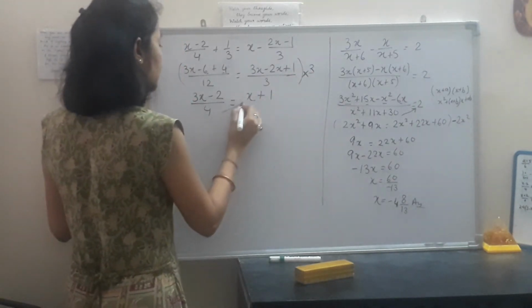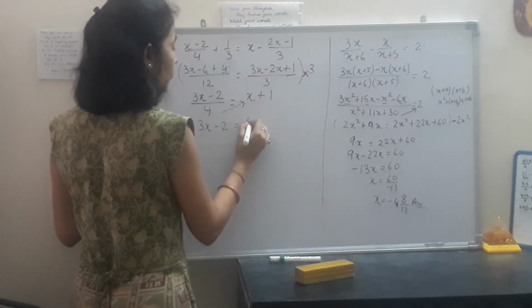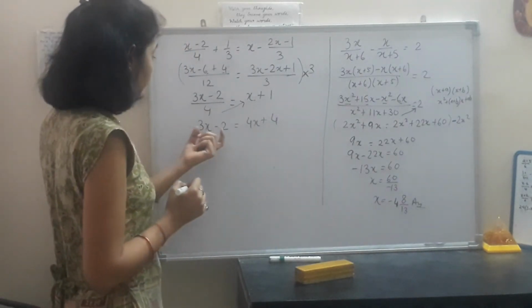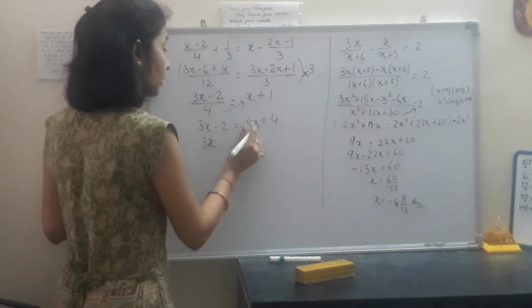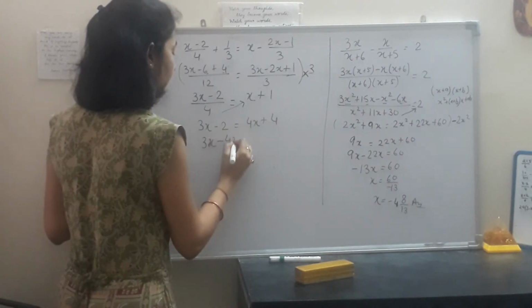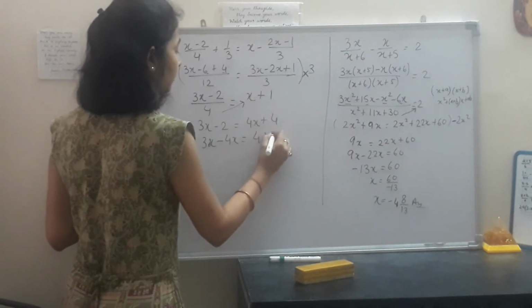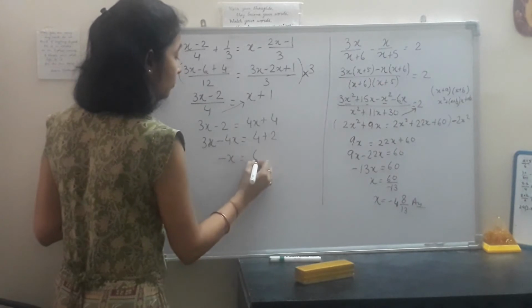Now this 4 will multiply here. So 3x minus 2 is equal to 4x plus 4. Now bringing the like terms together, 3x, this 4x will come here, minus 4x. Now this 2 will go on the other side and will change into positive, 4 plus 2. Now what we are getting here, minus x is equal to 6.